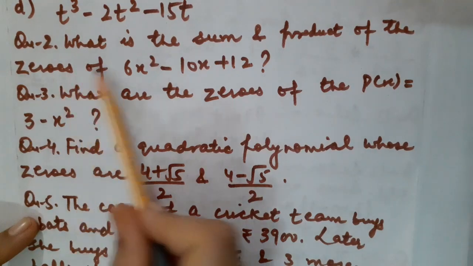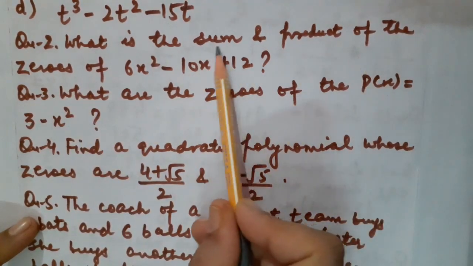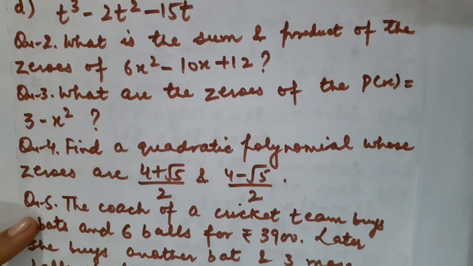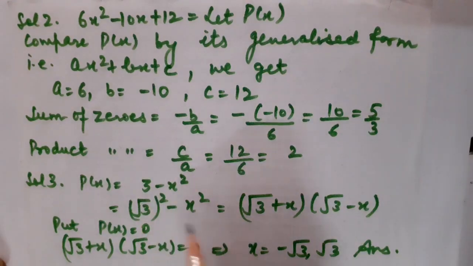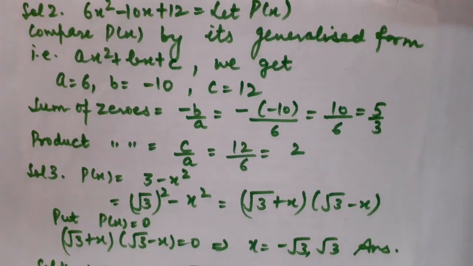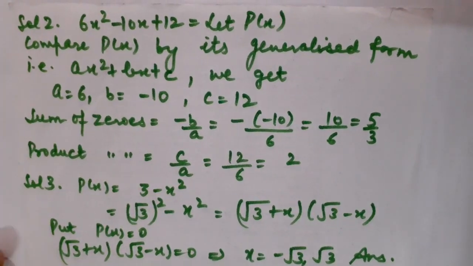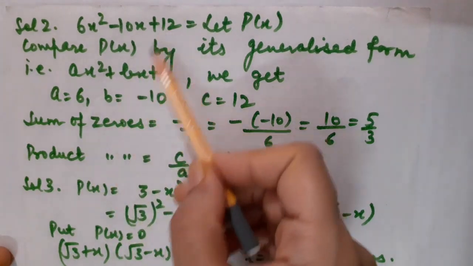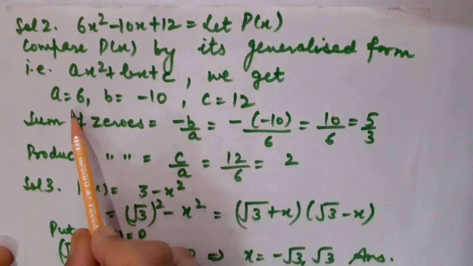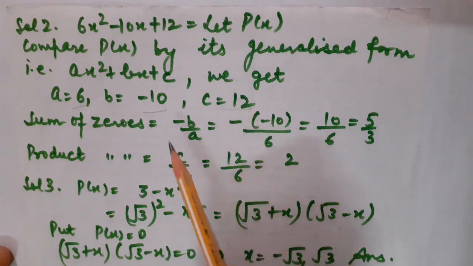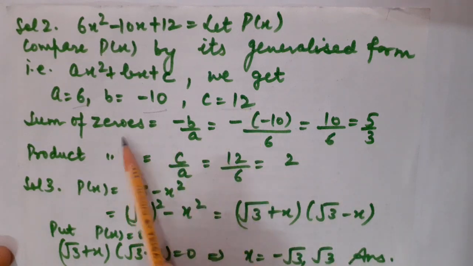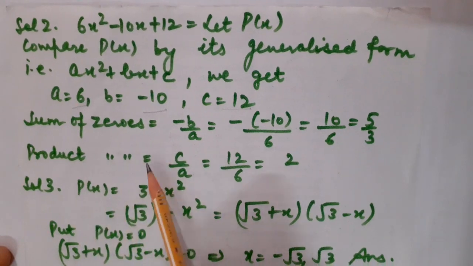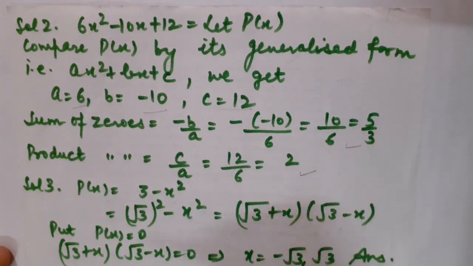Now children, here is question number 2. You have to just calculate sum and product of the zeros of this given quadratic polynomial. So here is the solution. Children, you know that sum of the zeros is minus b by a. You will be having a quadratic polynomial given. Compare it with the generalized form, come to know about a, b and c, and put them in the formula of sum of the zeros as well as product of the zeros. So these are your answers. Please check.